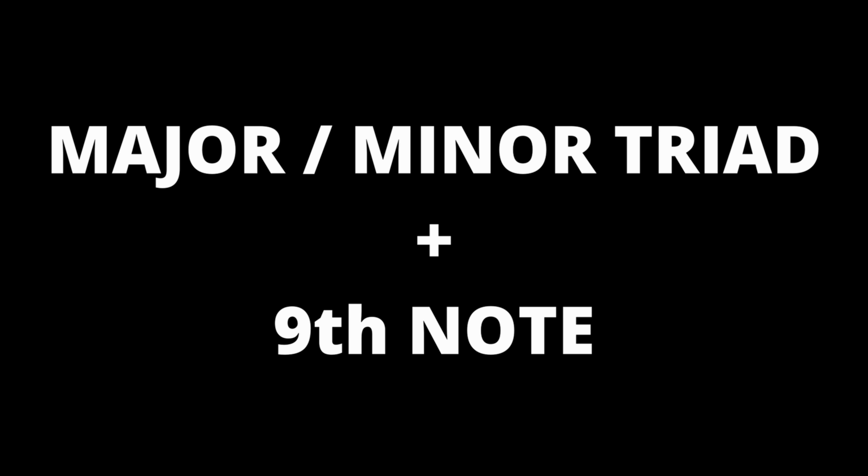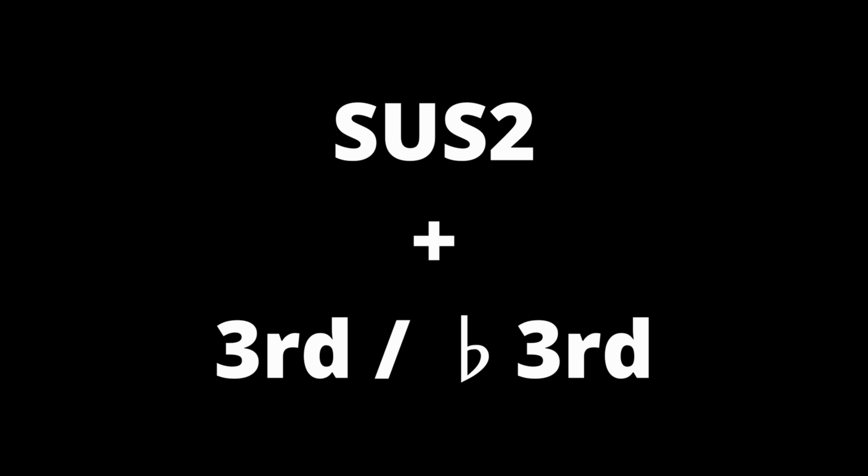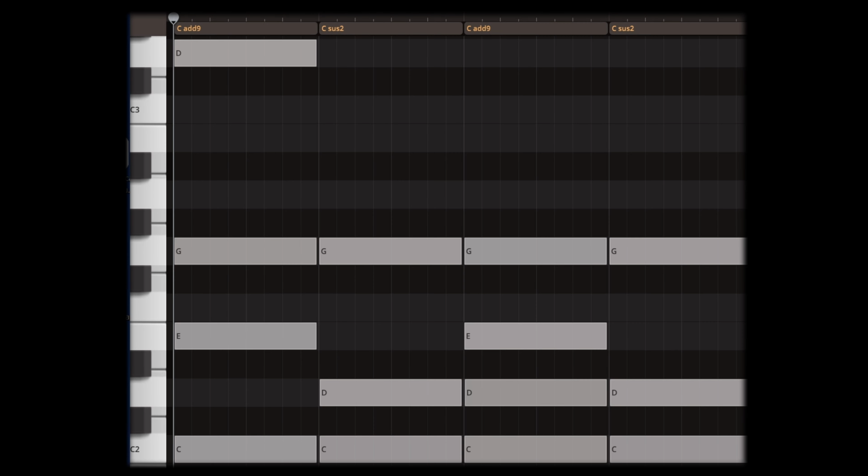Add9 chords add a ninth note to an existing major or minor triad. So although they contain the notes of the sus2 chord, they also have a third note. And as you know, removing this is important for creating the suspended sound. Here's C major add9 and C sus2 played after each other to give you an idea of this difference.